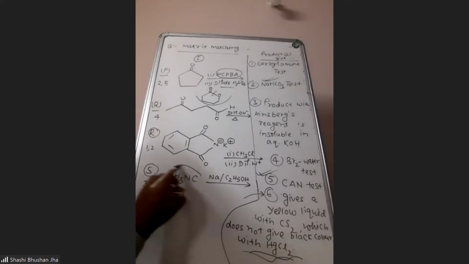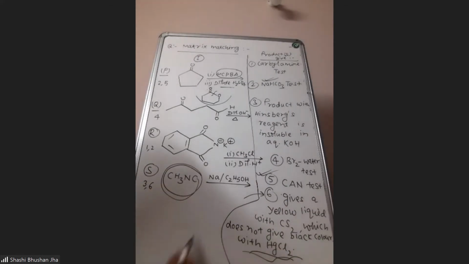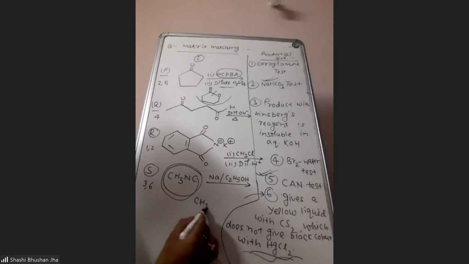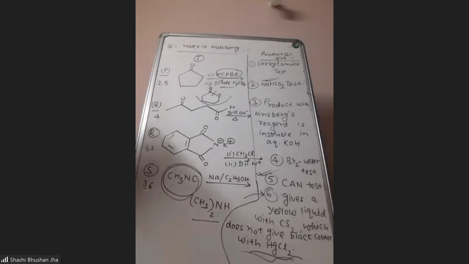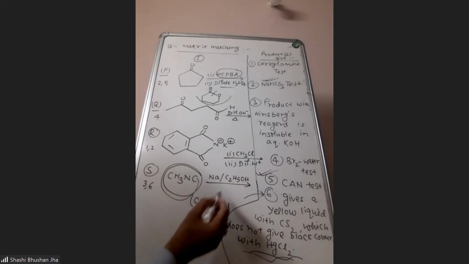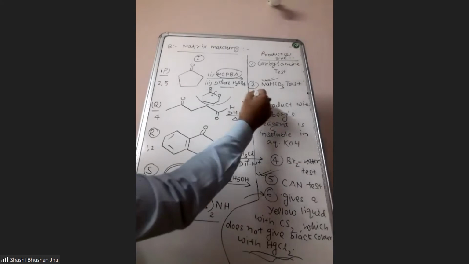And you know this isocyanide, if isocyanide is reduced with sodium in alcohol, what product will you get? We get CH3NHCH3. Right, so dimethylamine you will get. So that is a secondary amine. Yes. So this will match for secondary amine. If the primary amine is the product, then it will give that black precipitate with mercuric chloride. Secondary amine does not give. And this 3 will also match for secondary amine only.